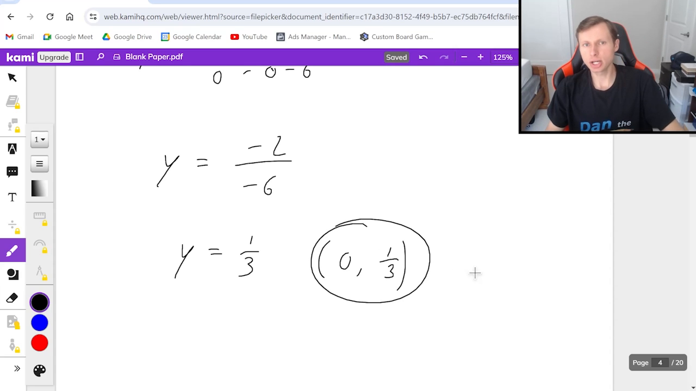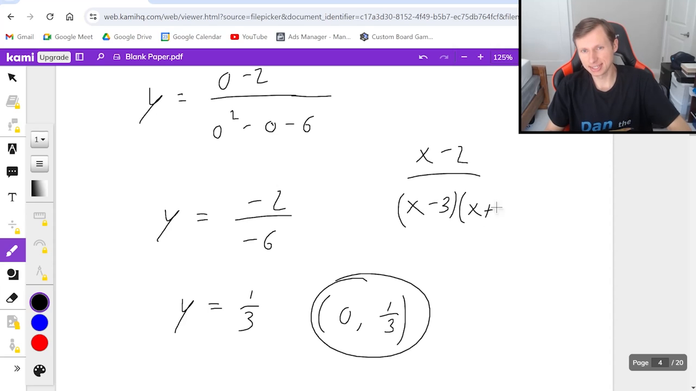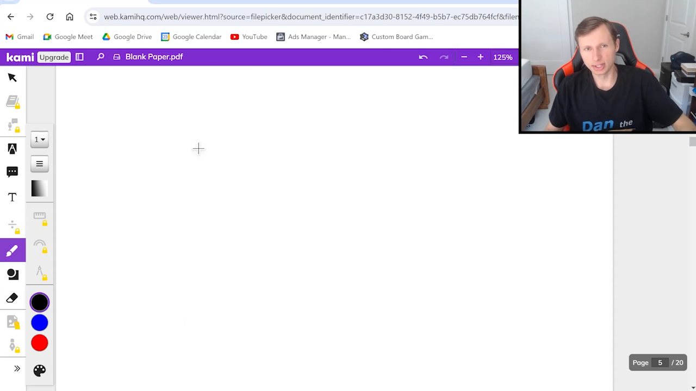And again, I'm not checking for holes for the y-intercept because it's very rare when it happens, and it would only happen if an x canceled, like a lone x, not anything else next to it. And since that doesn't happen here, then (0, 1/3) is good for our answer. So that's it for this one. Now let's do another one.